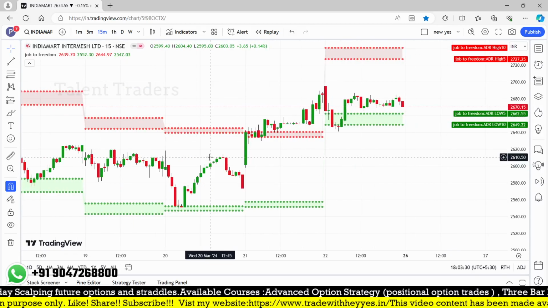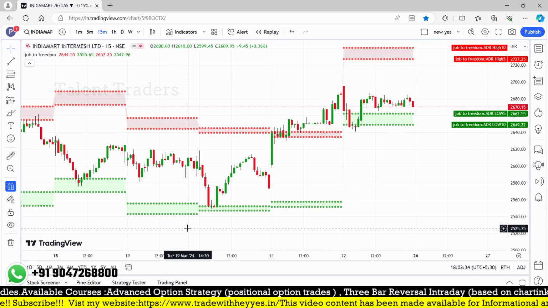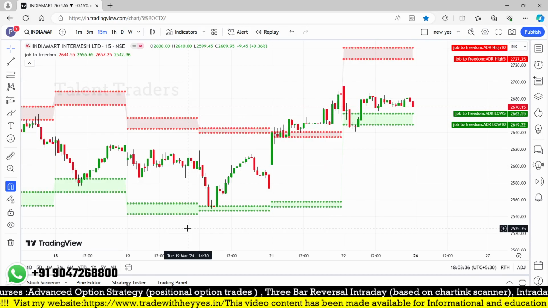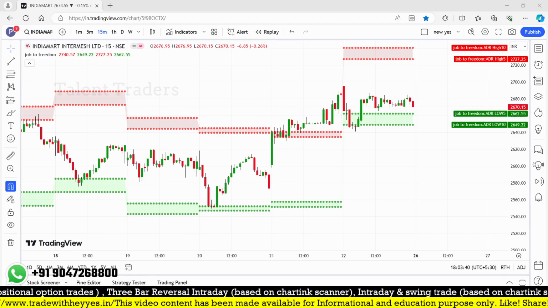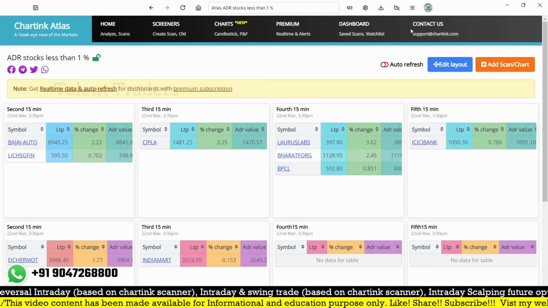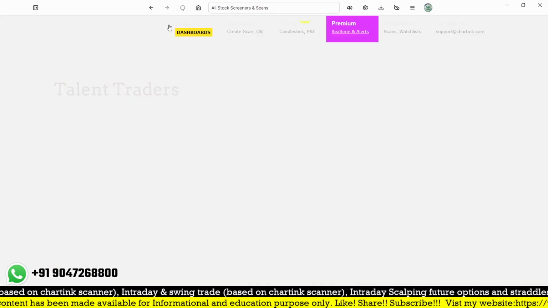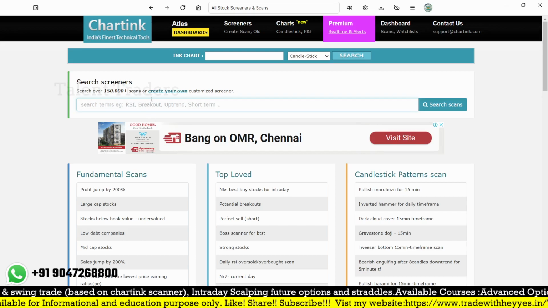Someone was asking me to share the scanner, but I'm not sharing any individual scanners, and these are mainly custom scanners. Customized scanners will not be available by default. So I'll tell you how. Here I'm just going to create a scanner. Okay, maybe create a new scan.